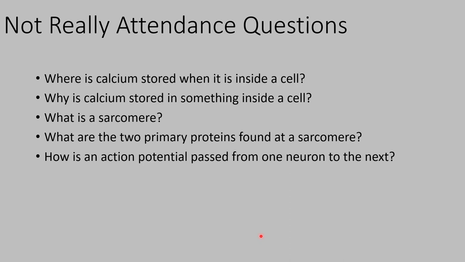And finally, how is an action potential passed from one neuron to the next? Remember when we got to a synapse where one neuron meets another neuron, there was that open gap, the synaptic cleft. And it was difficult because you can't pass an electrical current across an open gap. So what did the neurons have to do? Well, they used neurotransmitters, chemicals that are released from the sending neuron that travel across that gap, and then they bind to things on the receiving neurons and cause some sort of either exciting the second neuron or inhibiting the second neuron. So the two neurons could still communicate that way across the gap using neurotransmitters.